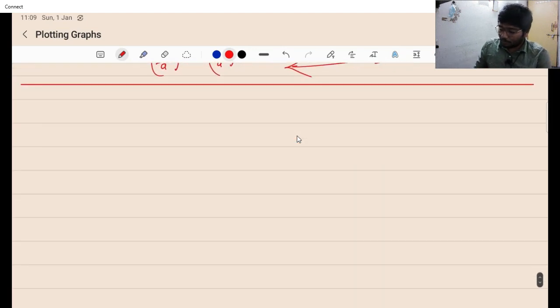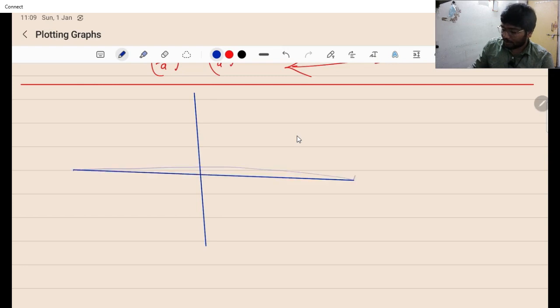So to know the details of the polar coordinate, suppose this is the y axis and this is the x axis.